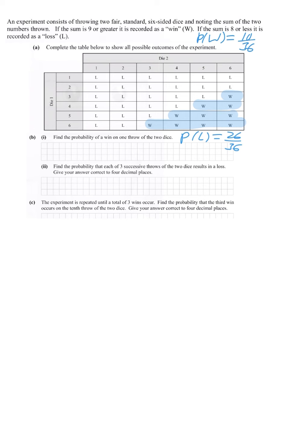Okay, so the first question then, so for B part 1, find the probability of a win on one throw of the two dice. Okay, so I've already answered that up here. So that would be 10 out of 36.